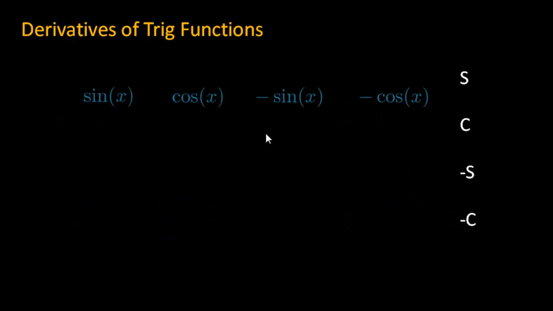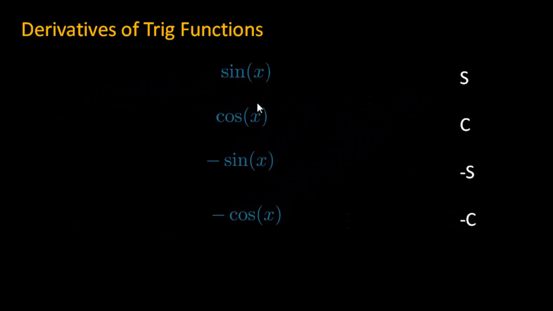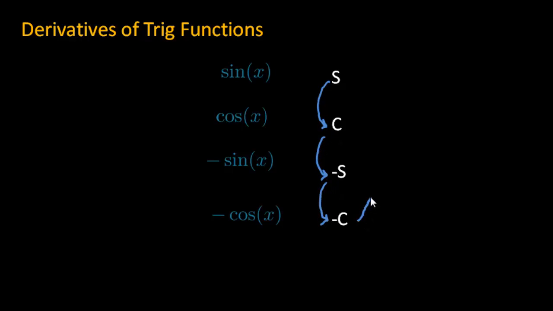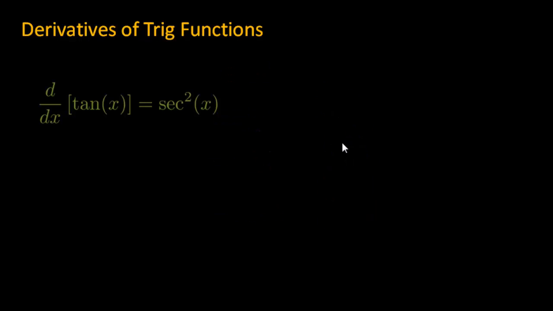So one way that I like to remember it is to put them in this order, where you've got sine, cosine, negative sine, negative cosine. And then you could just use these four letters right here. Taking the derivative just means you would go down one level. And when you get down to the bottom, you would then go back up to the top again and start the cycle over.